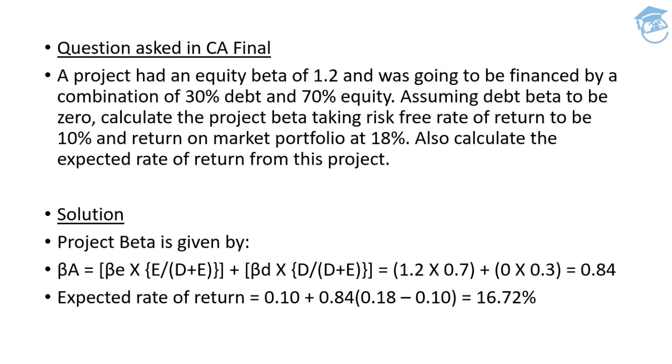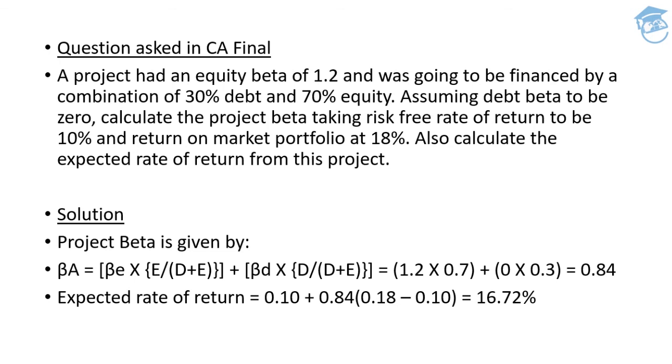This is going to be the last question of this particular presentation. This was again asked in one of the CA final examinations, and it was a bit different from the other one, so I just incorporated it in my video. It says a project had an equity beta of 1.2 and was going to be financed by a combination of 30% debt and 70% equity. Assuming the debt beta to be 0, calculate the project beta taking the risk-free rate of return to be 10% and return on the market portfolio at 18%. Also calculate the expected rate of return from this project.